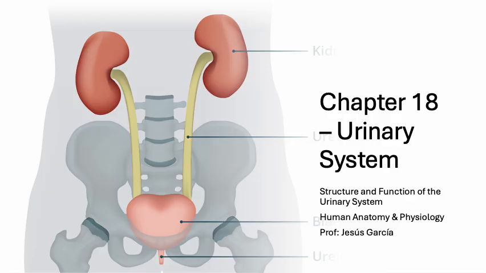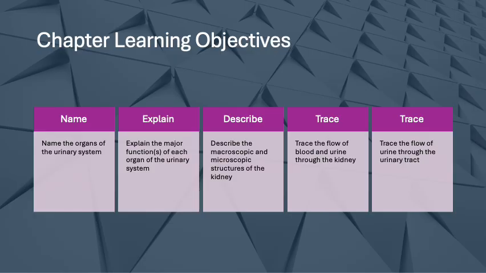We'll begin by examining the gross and microscopic anatomy of the kidneys, the primary organs of the urinary system, and then follow up with the pathway of urine as it moves through the ureters into the bladder and out to the urethra. Along the way, we'll also highlight the physiological mechanisms that control filtration, reabsorption, and secretion. By the end of this presentation, you'll see how central the urinary system is to the body's overall homeostasis and health. Before we dive into the details, let's review the learning objectives for this chapter so you have a clear roadmap of what we'll be covering.